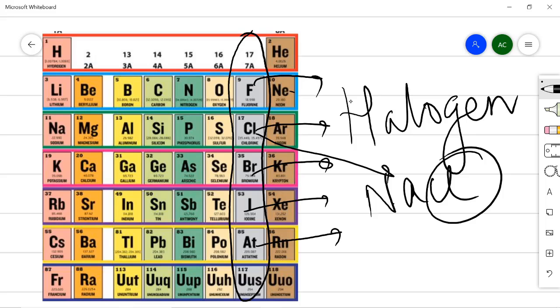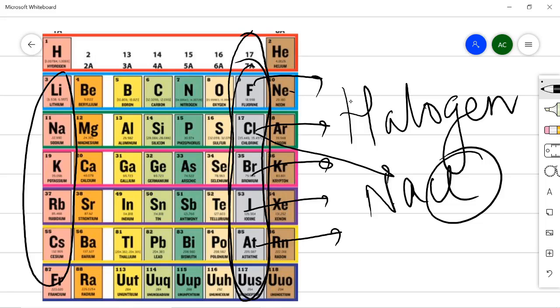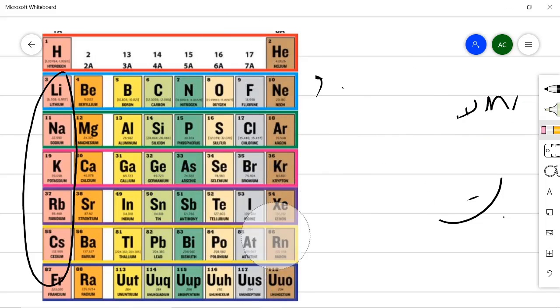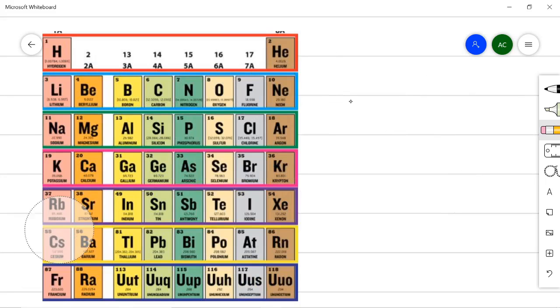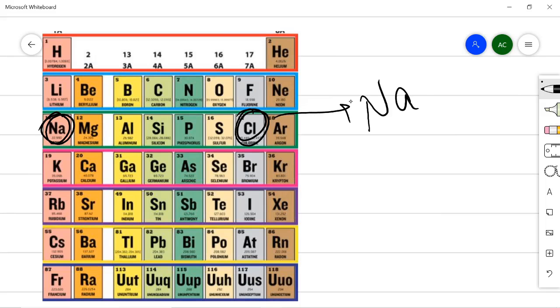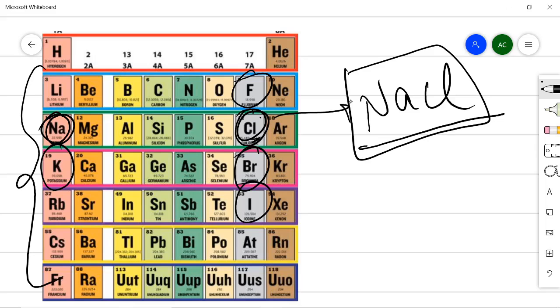The alkali metals, that is group 1, are reactive metals and they can react with halogens because halogens are the most reactive non-metals. These are the most reactive metals, and these are the most reactive non-metals. So that is why they combine together very easily to form salts. As you can see, I gave you the example here. Sodium reacts with chlorine to form sodium chloride, and it will react with bromine also, iodine also, fluorine also, and that is why they are known as halogens, that is, salt formers.